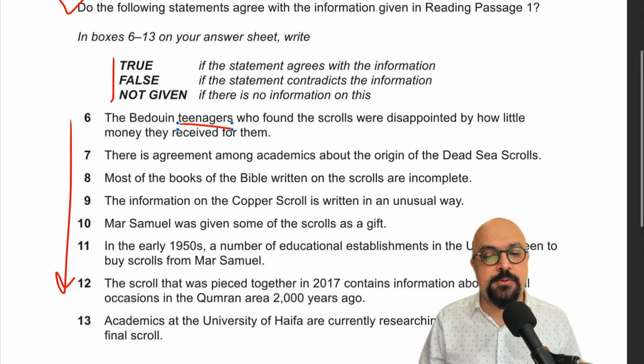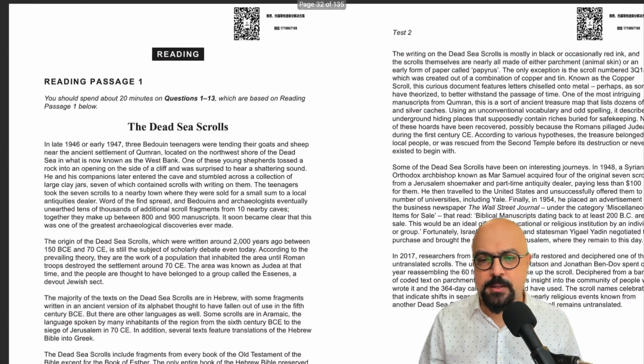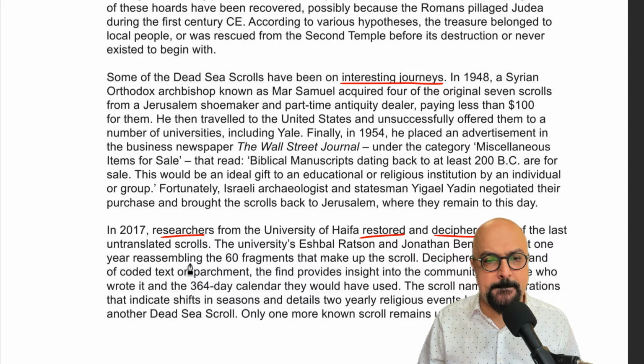How to decipher. Remember that academic section, research section? So this seems to be from the last paragraph, if I'm not mistaken. Let's just make sure. University of Haifa, is it here? Yeah, it's here. Restoring, deciphering.